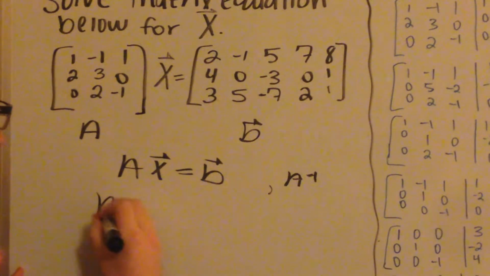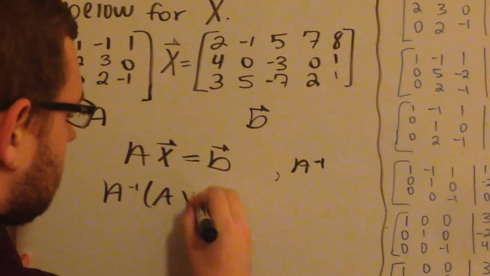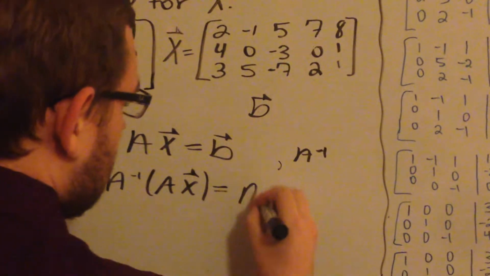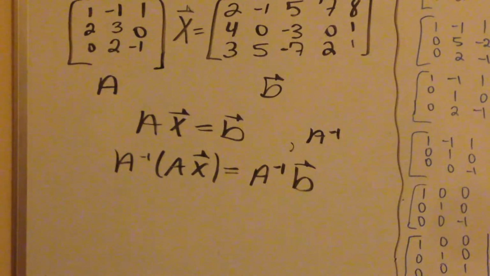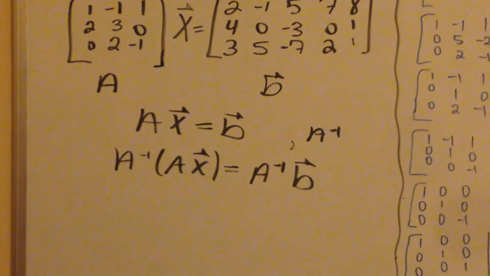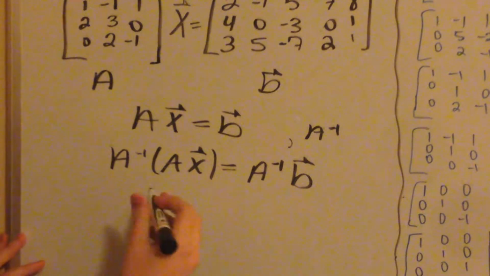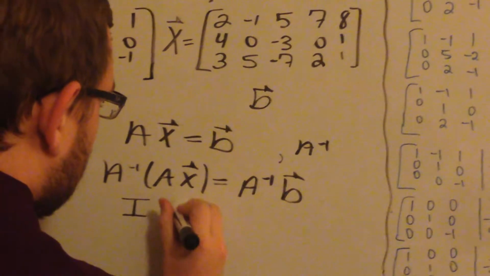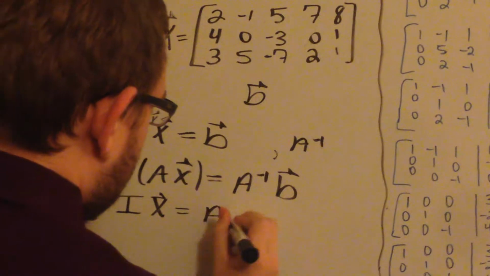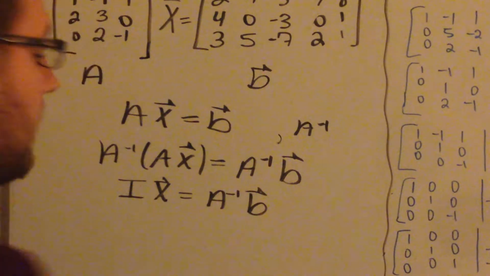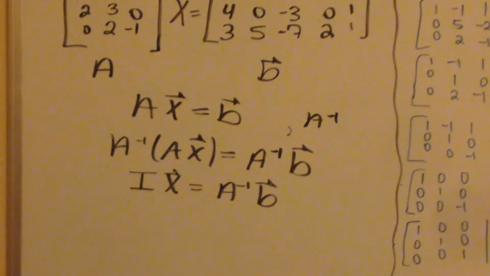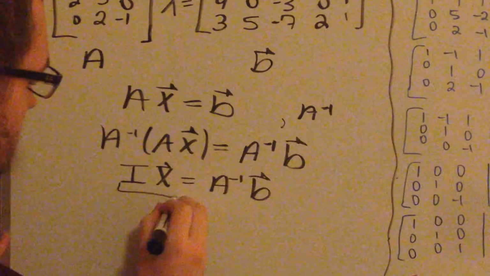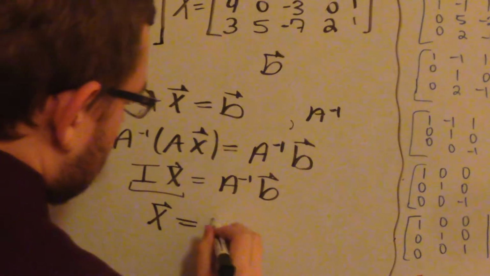So we're going to do A to the negative first times AX equals A to the negative first times B. Whenever you have a matrix multiplied by its inverse, it gives you the identity matrix. So we can rewrite A to the negative first times A as I. And any matrix multiplied times I, which is the identity matrix, gives you back the matrix that you multiplied. So this becomes X equals A to the negative first times B.